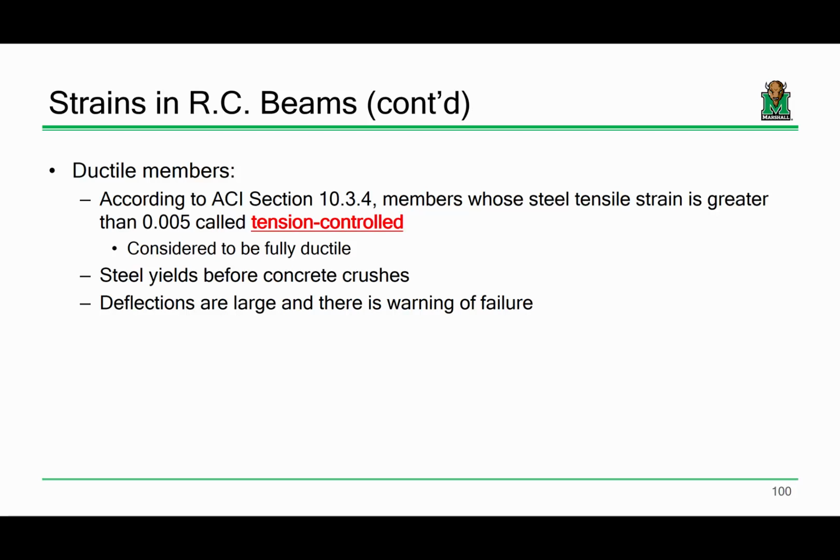Steel is a very, very ductile material. So if you take a tension-controlled section and start loading it and the steel yields first, what ends up happening in the lab is you have very, very large deflections, and there's a warning of failure. If you see a beam like this, you know to get the hell out of there. Because it's obviously deflected, it's time to move. We want sections to be tension controlled.